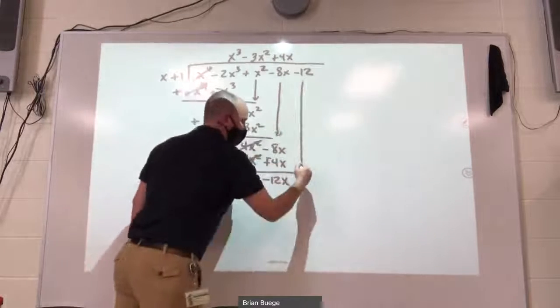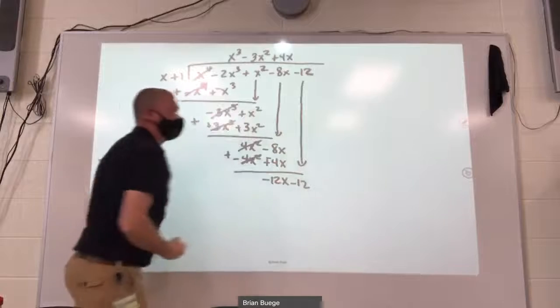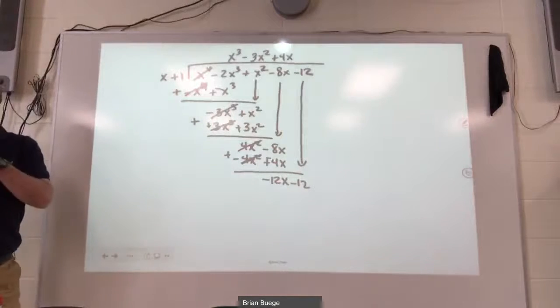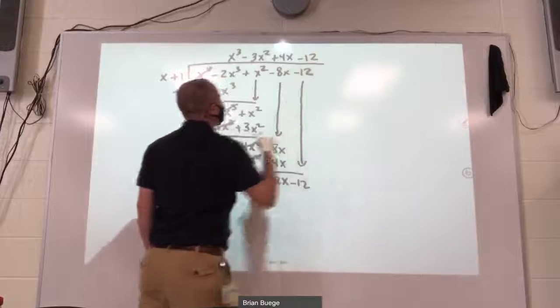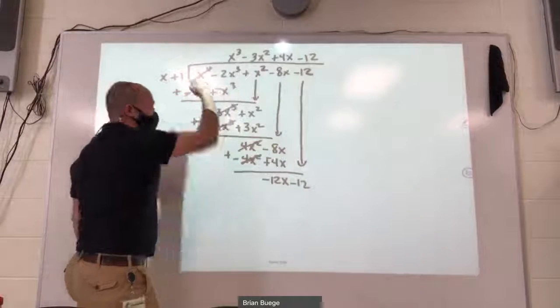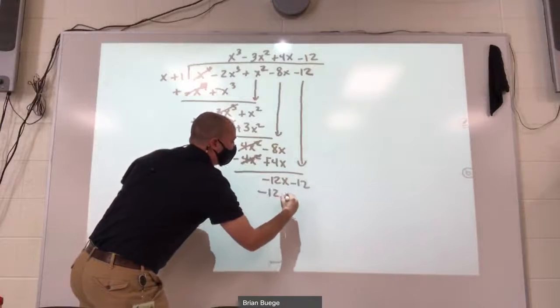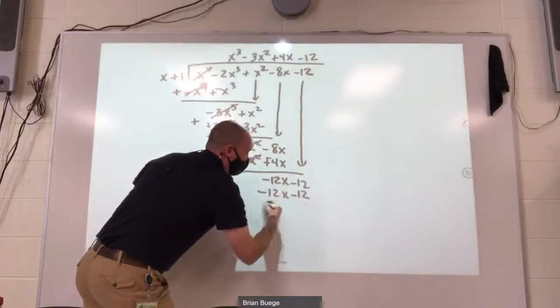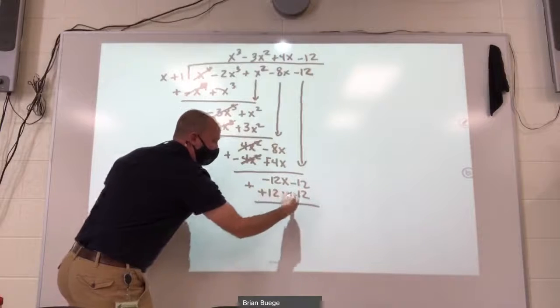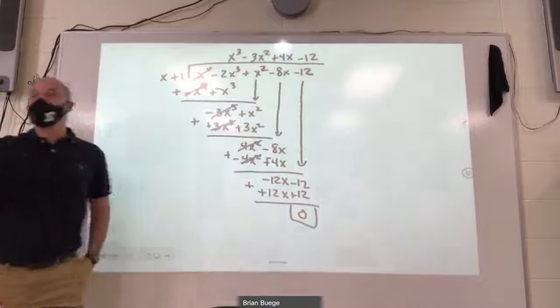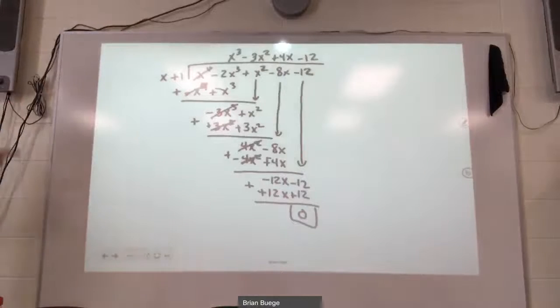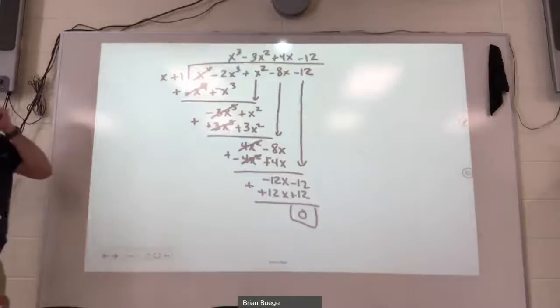Finally, bring down the negative 12. And the last thing you need to multiply by is exactly that, minus 12. Multiply through, I get a negative 12x minus 12. When I add the opposite, I end up with 0 as my remainder, which confirms what we said at the beginning, that we knew that x plus 1 was going to be a factor.